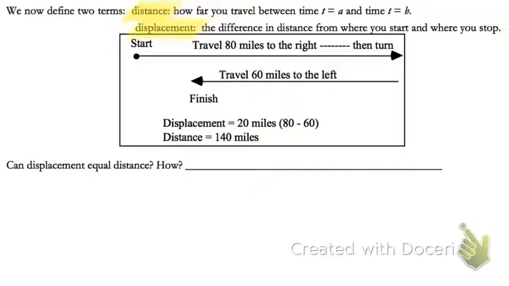Displacement, on the other hand, is just the difference between where you start and where you stop. So if you go forwards and then backwards and then forwards and then backwards, all of those would add and subtract from each other. And I just want to know how far am I away from where I started.